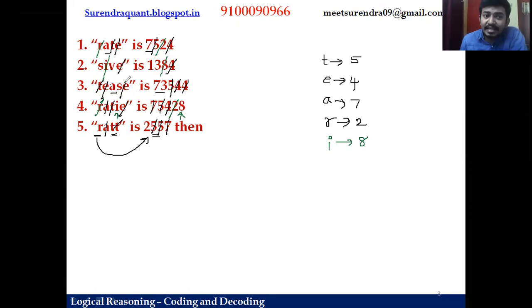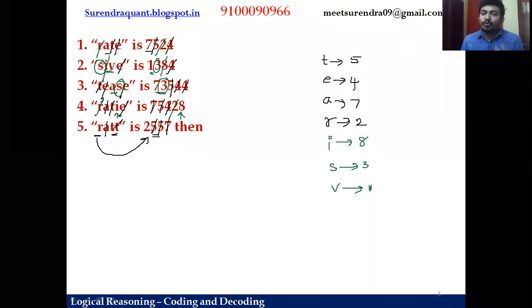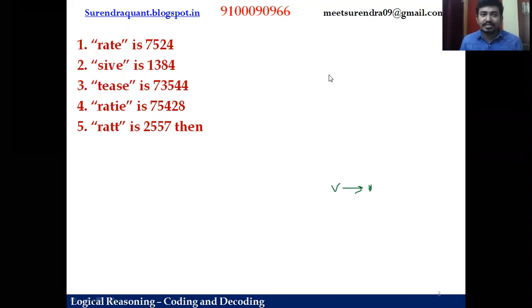And in the word, S is remaining. The common number is 3, friends. So we can say S as 3. And in the second word, only V is remaining. So V is coded with the digit 1. So this is the process to solve the questions, friends. So let's go with a few more questions. I'm going to solve some of the best questions in this topic. Let's go to this next question.